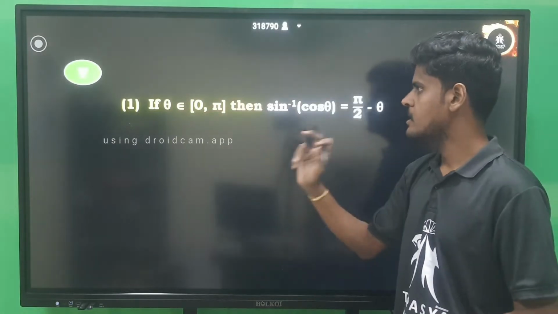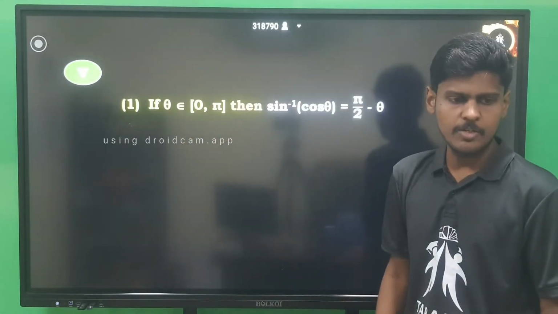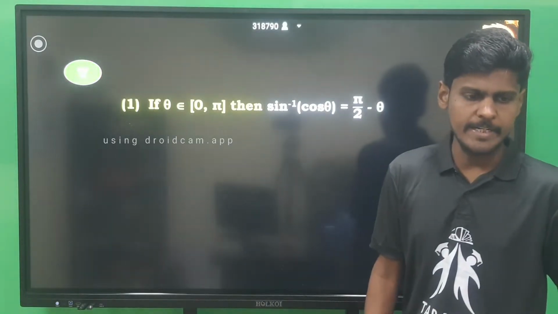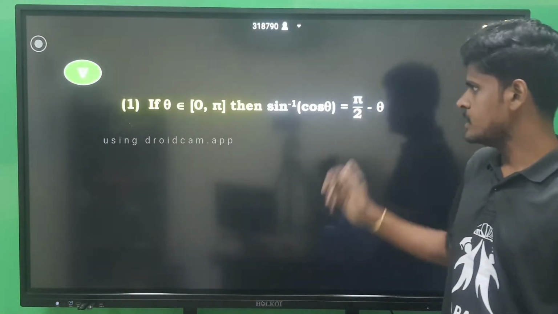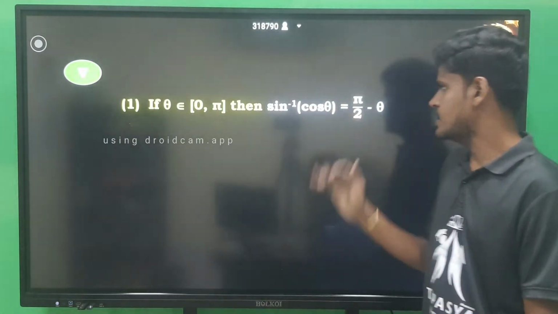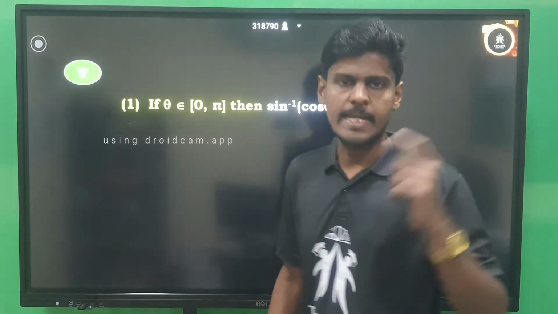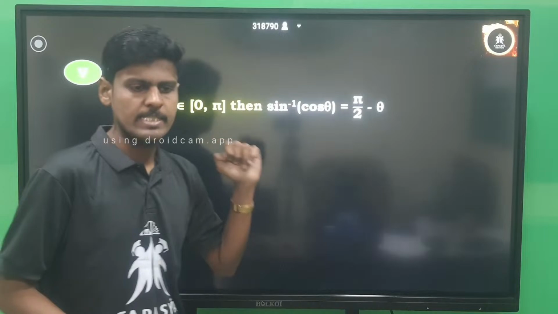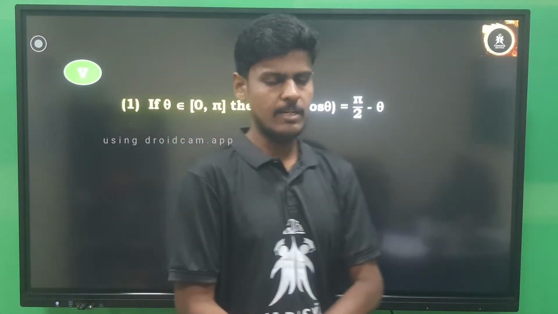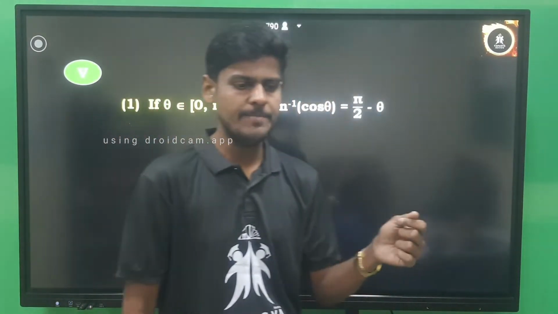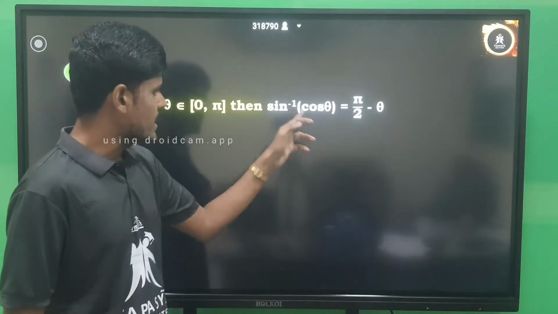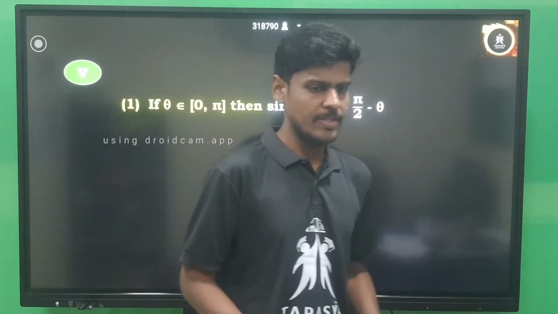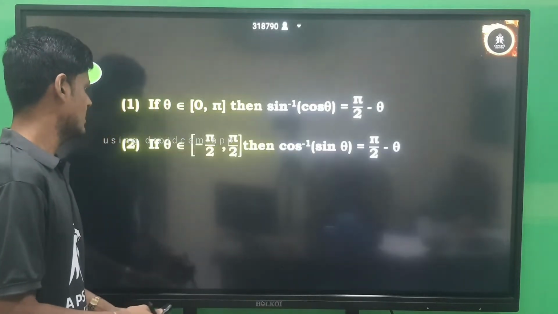Next property: if theta lies between 0 to pi, then sin inverse of cos theta is equal to pi by 2 minus theta. This is very easy. We already know sin inverse sin theta is theta. Now what we need to do is write this cos theta in terms of sin theta. What is cos theta? Sin of 90 minus theta. So this is sin inverse of sin of 90 minus theta, that is 90 minus theta. Proof is as simple as that.